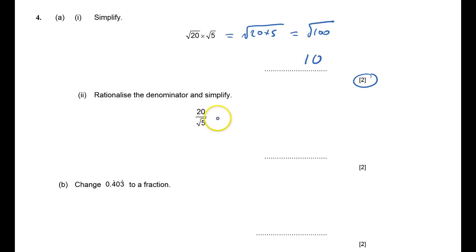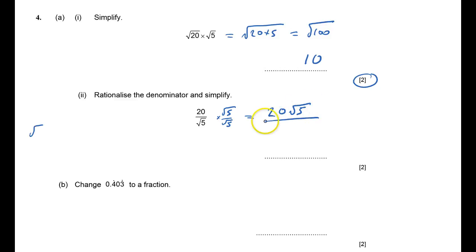The only way I can get rid of root 5 is to multiply the bottom by root 5. And if I've got a fraction, to get an equivalent fraction, I need to multiply top and bottom by the same thing. So that'll leave me with 20 times root 5 on top, which will be 20 root 5s. And on the bottom, root 5 times root 5.